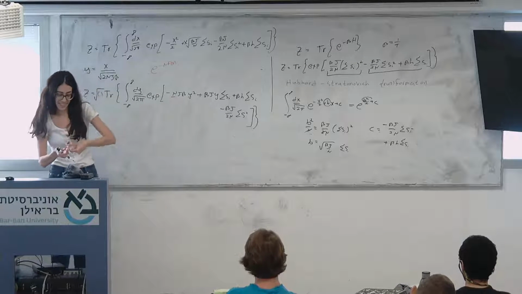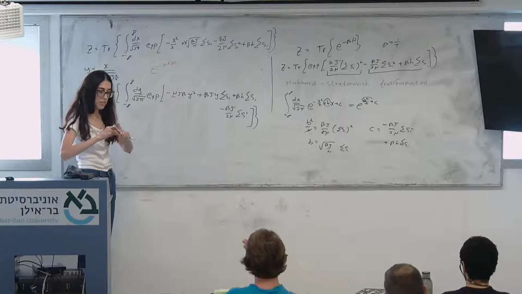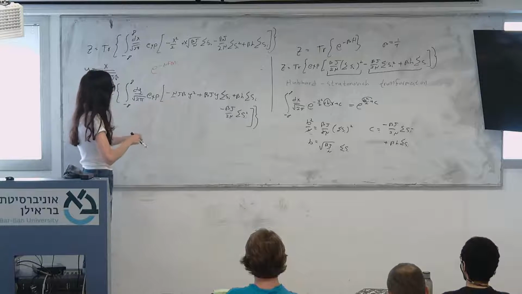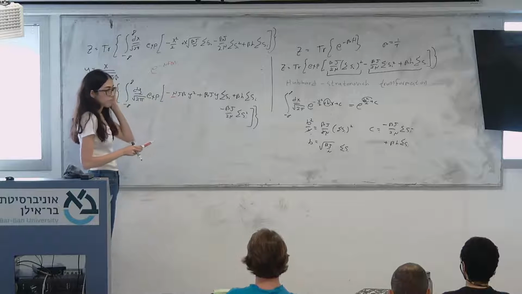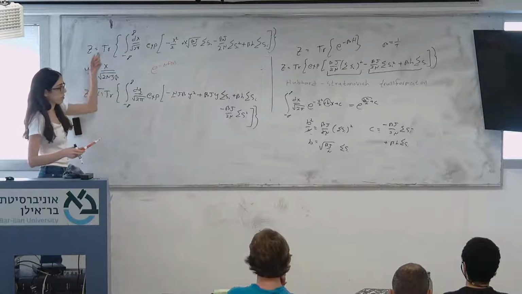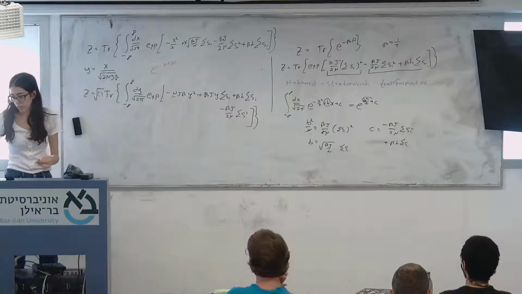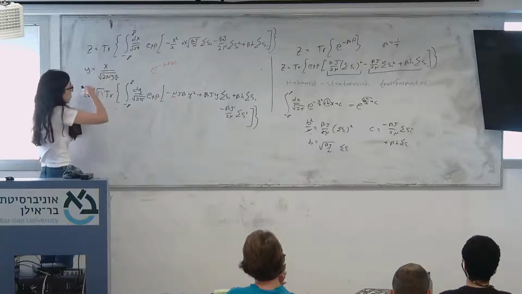But how do you find the y? I don't understand. Sorry? How do you find y? Why is y equal to x divided by...? This is just a change of variables. I didn't do anything. I just rewrite the integral in a different way. This is reference.